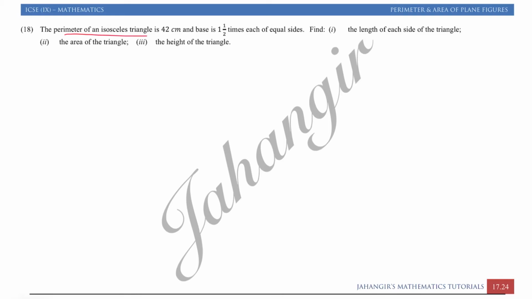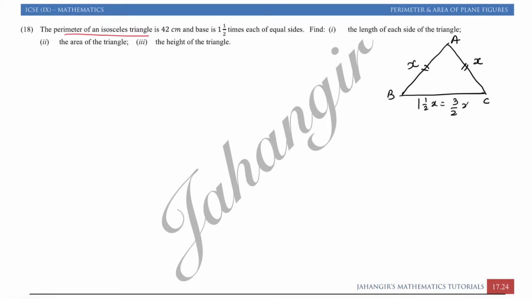Perimeter of an isosceles triangle. Here they have not given a right angle triangle. They have just given an isosceles triangle. So we can make any triangle whose two sides are equal. We can take ABC if you want, whose two sides are equal, x and x. The perimeter of the isosceles triangle is 42 and its base is 1.5 times the equal side. So equal sides are x, so we can say base is equal to 1.5 x, that is equal to 3 by 2 x.